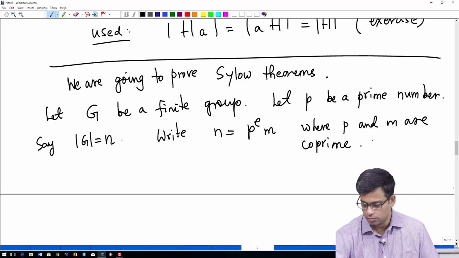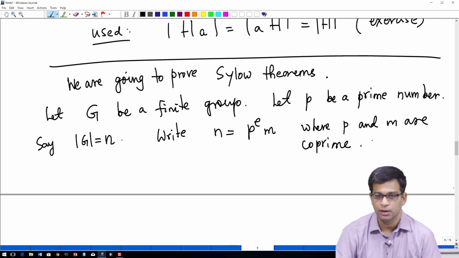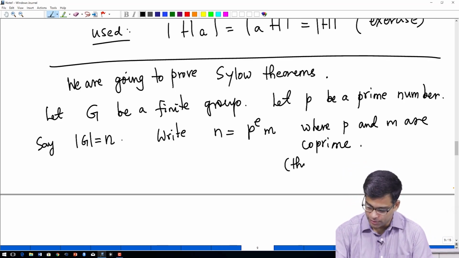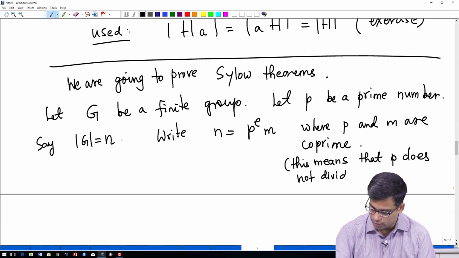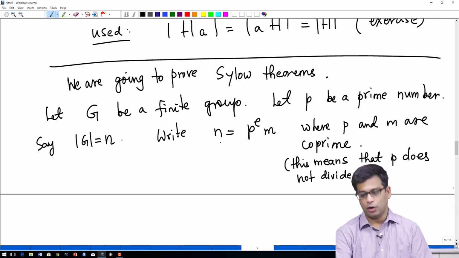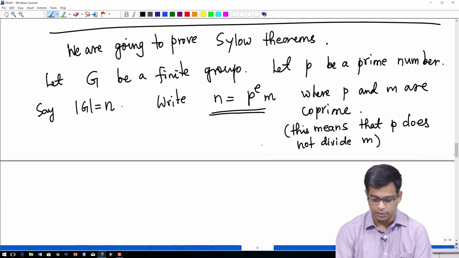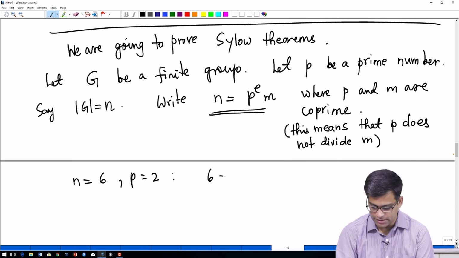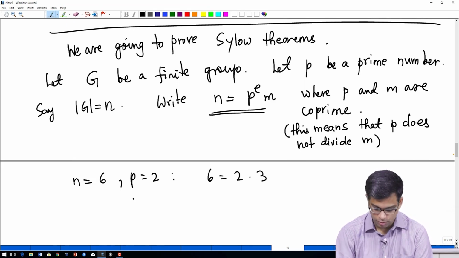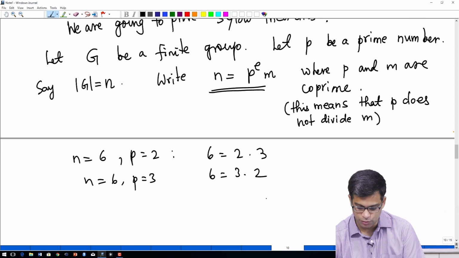Remember that co-prime means P and m have no common factors. Because P is a prime number, it simply means that P does not divide m. Okay, we can always write any number like this. So n equals P power e times m. See, for example, if n is 6 and P is 2, we can write 6 as 2 times 3. If P is 3 and n equal to 6, we write 6 as 3 times 2.